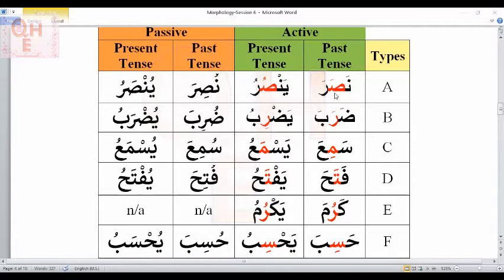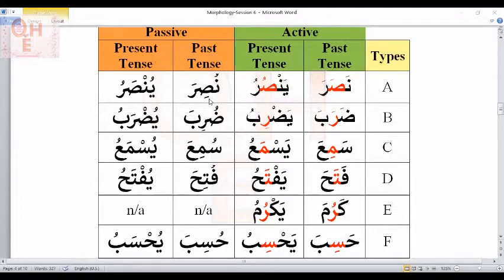For example, nasara, daraba, fataha are repeated. Sami'a, hasiba are repeated. Karuma is the only one that is not repeated. So anytime either the karuma kind of pattern or any of these repeated patterns matches with any of the new words we're going to see, we will conclude that's a simple verb, a past active tense. Okay, now let's look into passive.